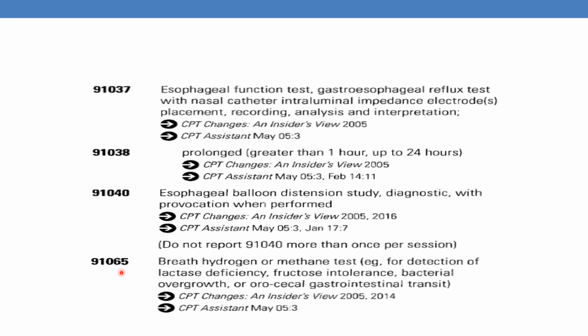The next is 91065. It is coded for breath hydrogen or methane test, that is for detection of lactose deficiency, fructose intolerance, bacterial overgrowth or orocecal gastrointestinal transit. In order to detect all these things, if a breath hydrogen or methane test is performed, the code is 91065.